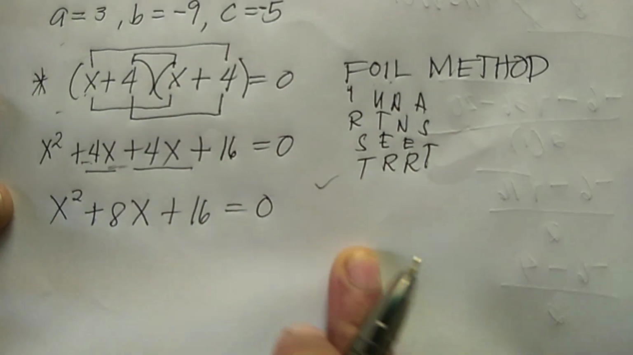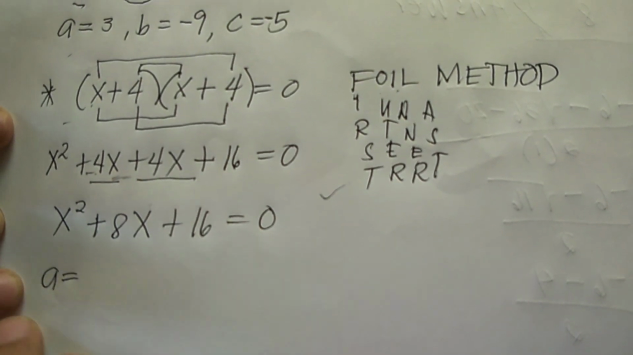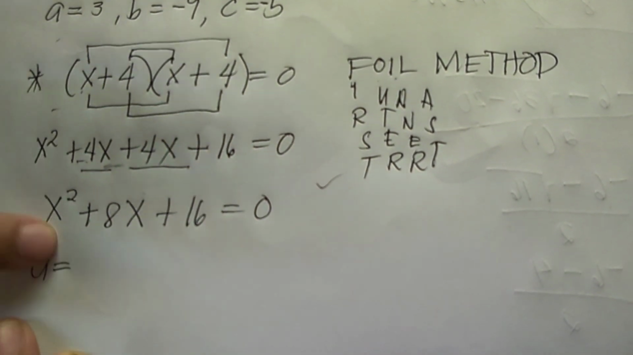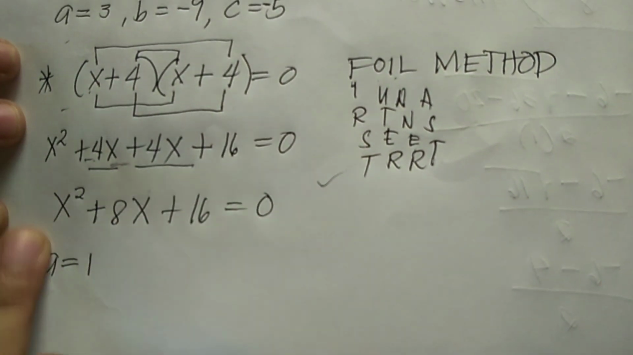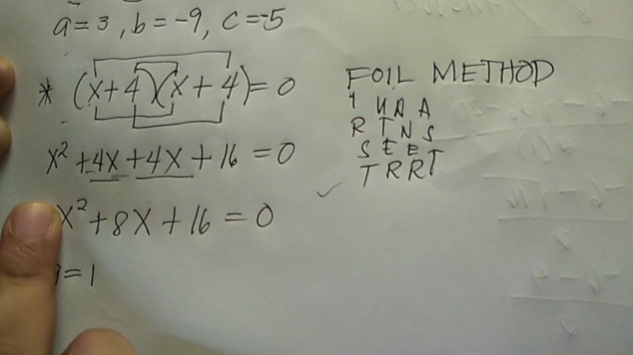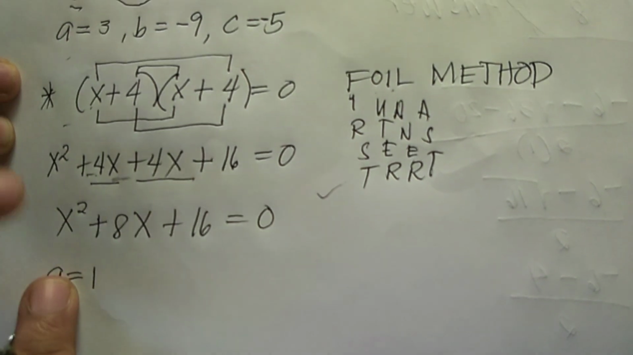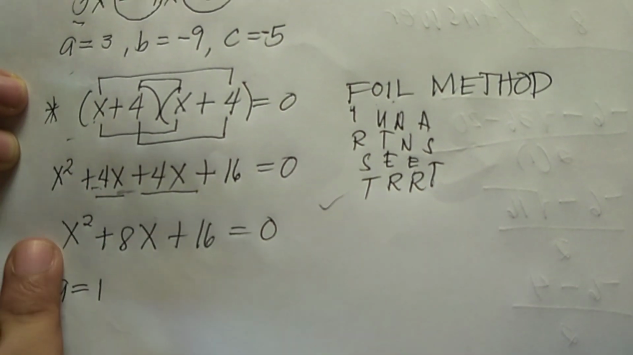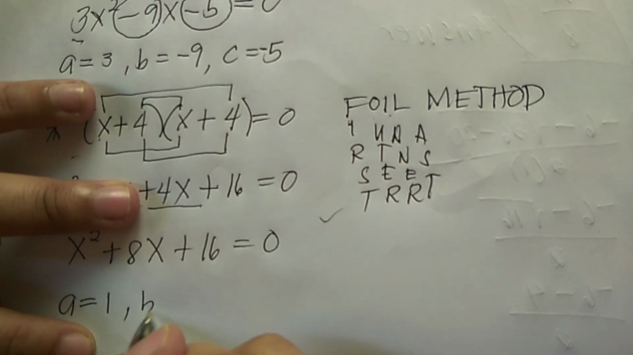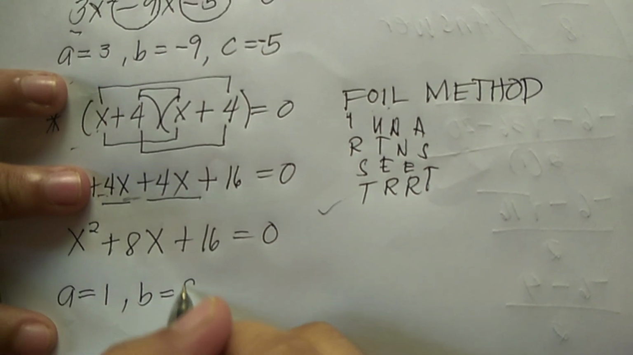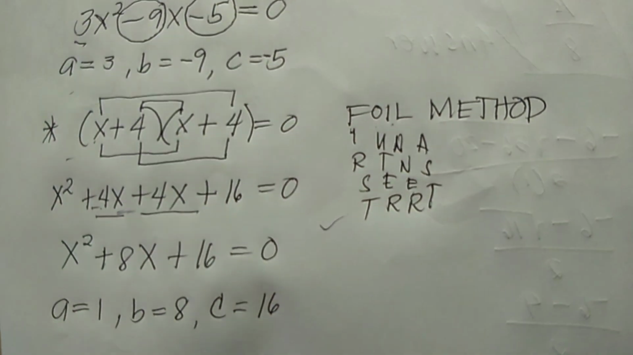Since naka-standard form na siya, next nang gagawin is to identify the value of a. Value of a, yung kasama nung x squared, ang kasama niyan ay 1. Pag wala kayong nakikita dyan, 1 po yun. Kasi pag 0 yan, 0 times x squared, ang sagot doon ay 0. So, pag 1 yan, 1 times x squared, the answer is x squared. Kaya, ang value ng a is positive 1. Value of b is positive 8, and value of c is positive 16.